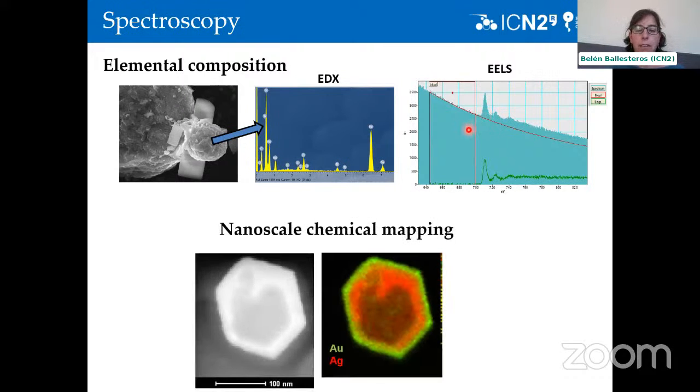So these, together with the imaging techniques in STEM, allow us to do nanoscale chemical mapping. This is an example of a sample composed of gold and silver. In this case, we were using EDX. In STEM, we got where the gold is and where the silver is, okay? So we can do this at the nanoscale.